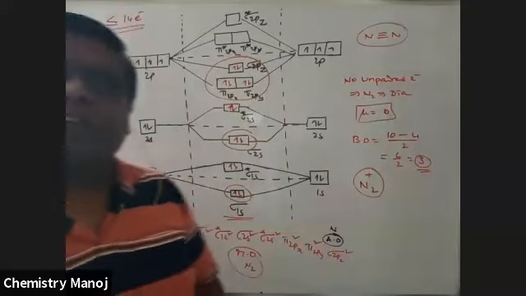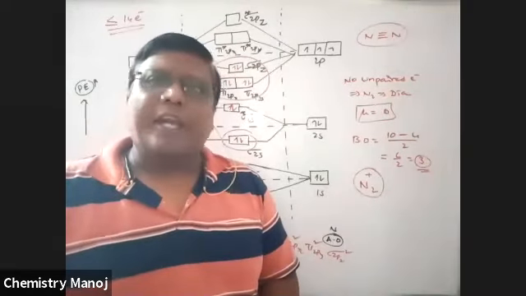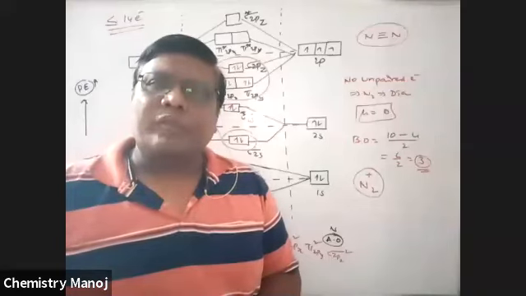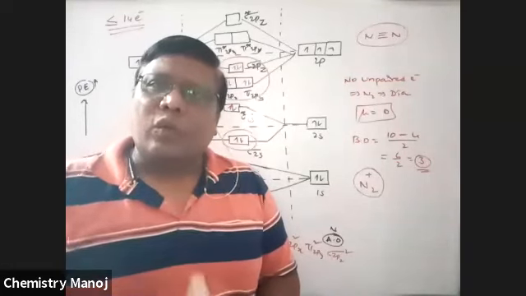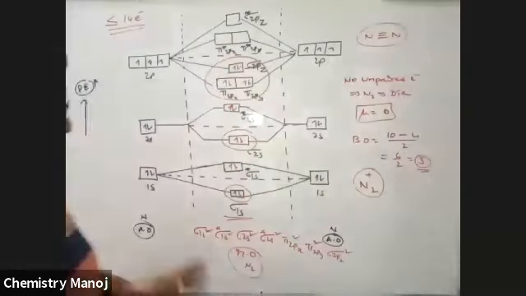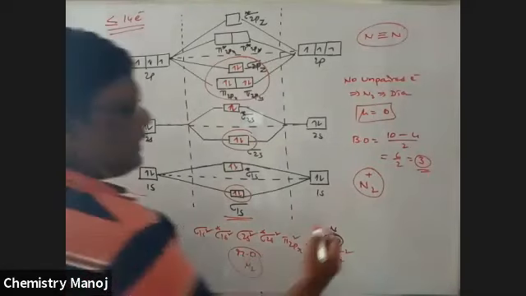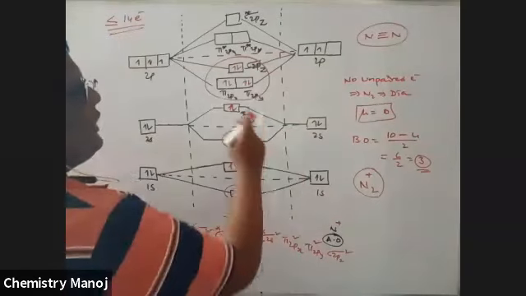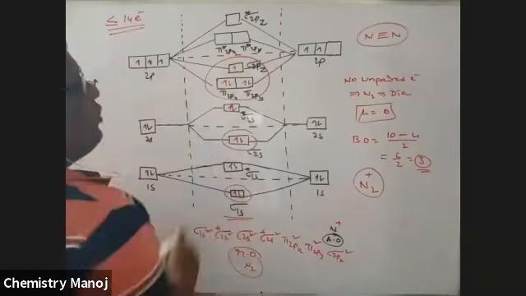Now I'm trying for N2 plus. N2 plus means from the N2 molecule, remove one electron. Plus means loss of electron. Remove one electron, any one of these, and it is N2 plus. So one electron is decreased, which means remove one electron.